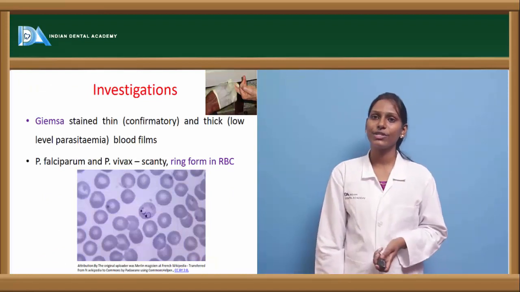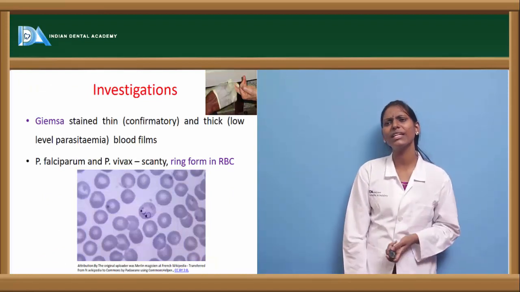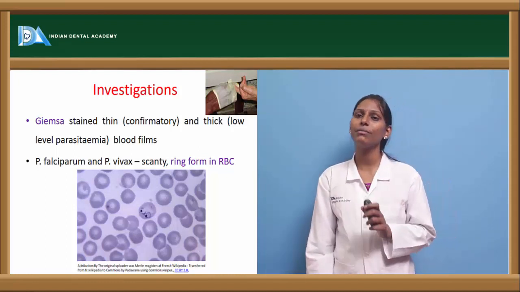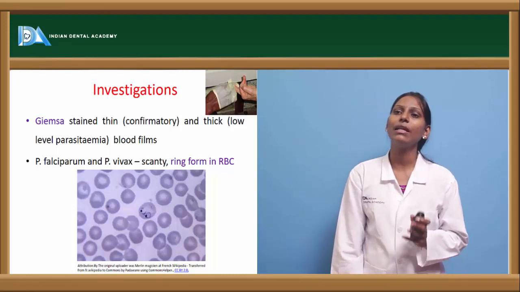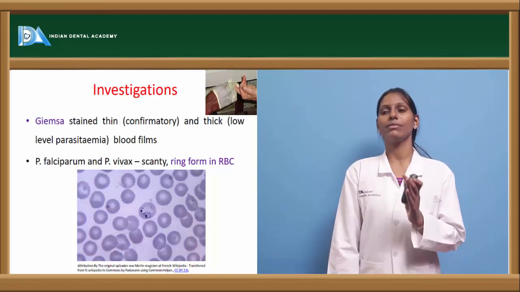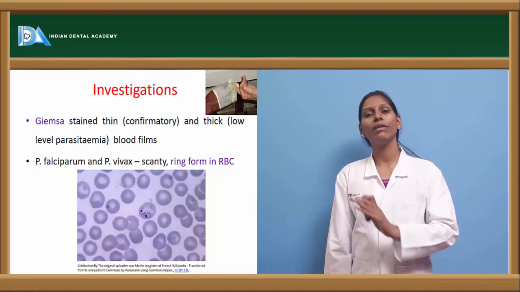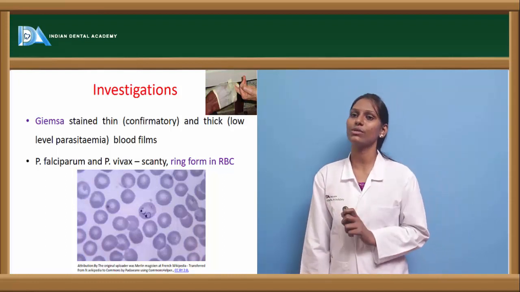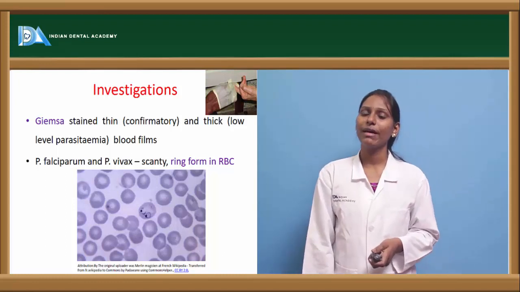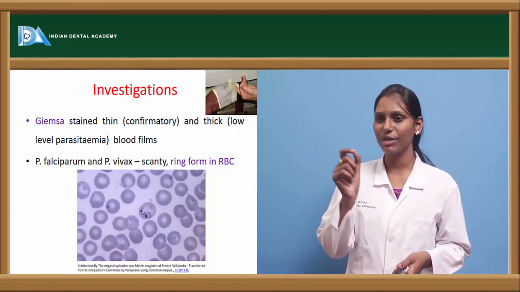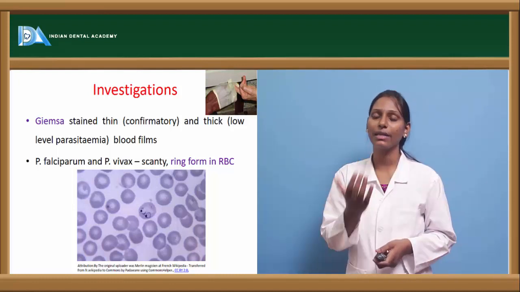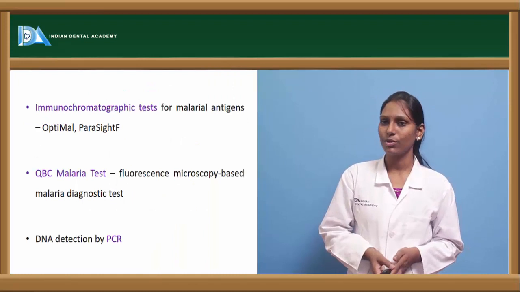Coming to the investigations, Giemsa stain for both thin and thick blood films is useful. Thin film is usually confirmatory, and thick film will detect even low-level parasitemia. Plasmodium falciparum and Plasmodium vivax have a characteristic ring-shaped form in RBCs, and scanty ring forms in RBCs can be seen in case of Plasmodium falciparum and Plasmodium vivax.